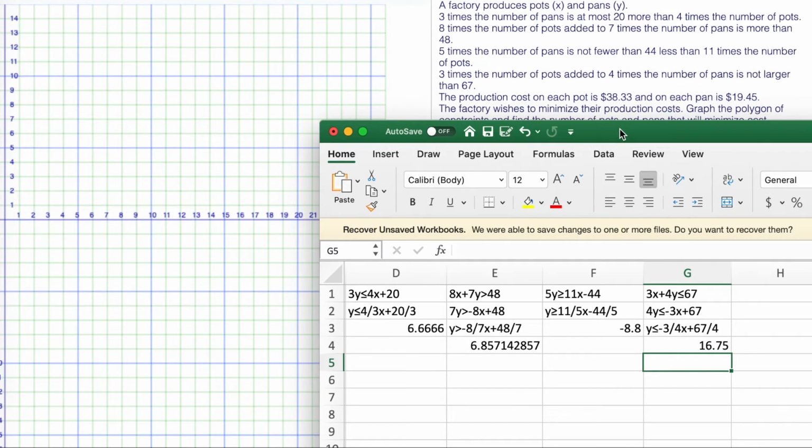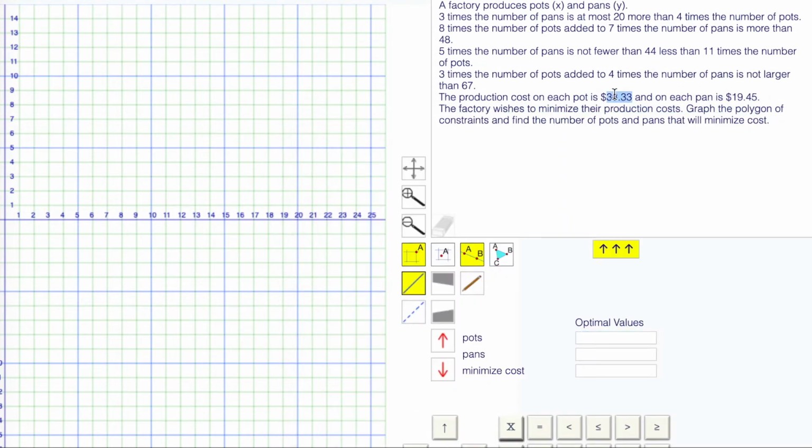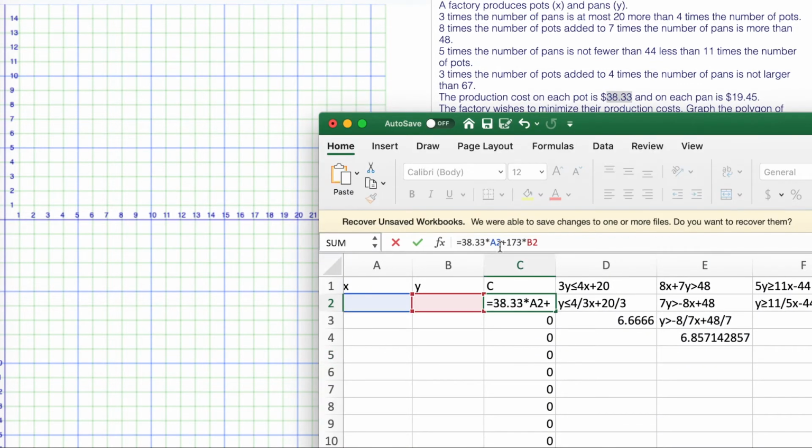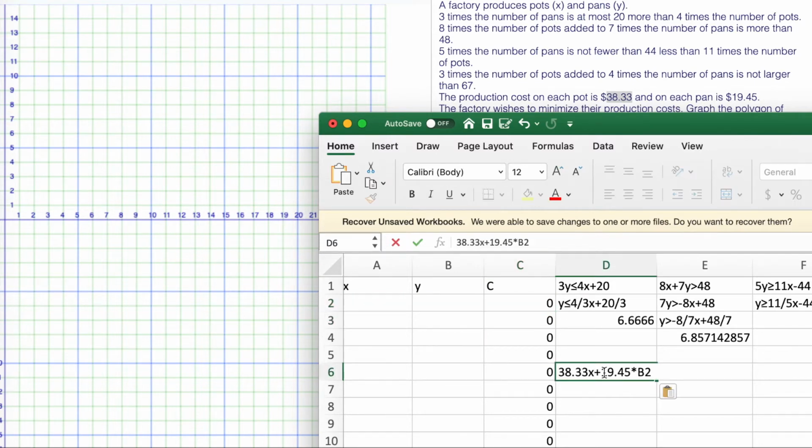The production cost in each pot is $38.33 and $19.45 on each pan. I'm going to rewrite that right here. 38.33x plus 19.45y is our cost. If I subtract the 38.33, so minus 38.33x from both sides, and then divide everything by the 19.45.